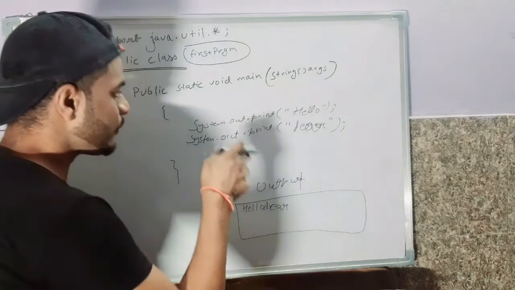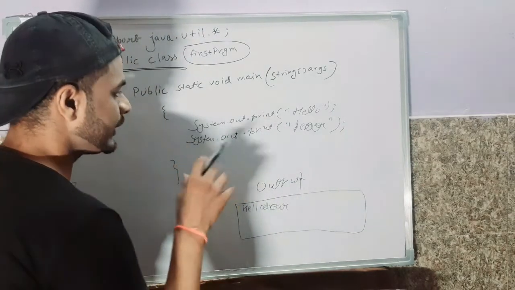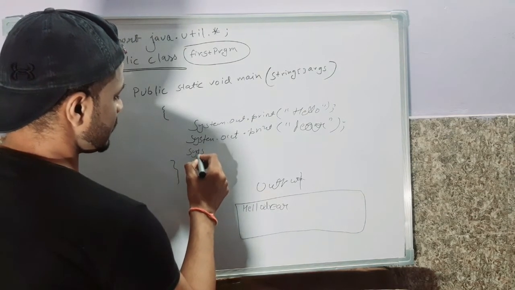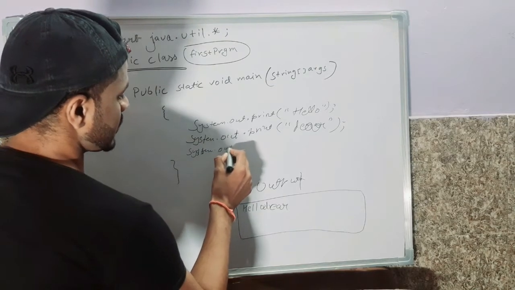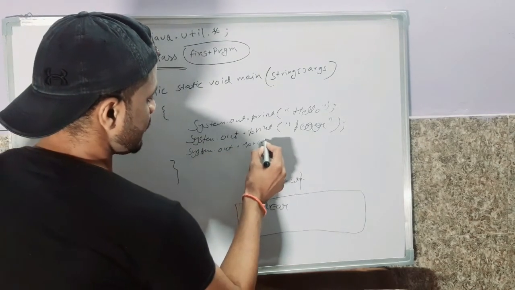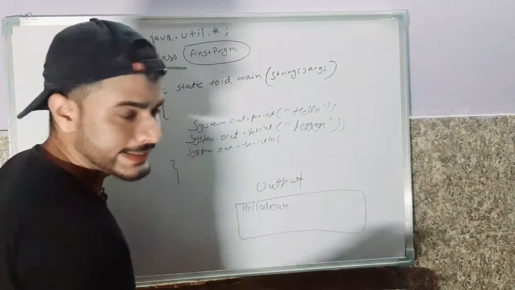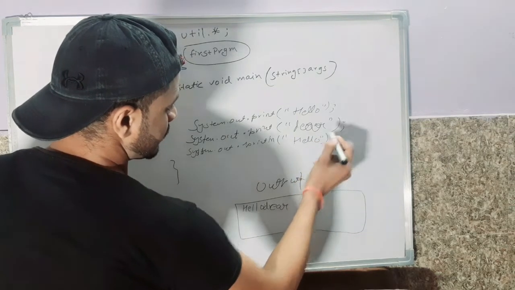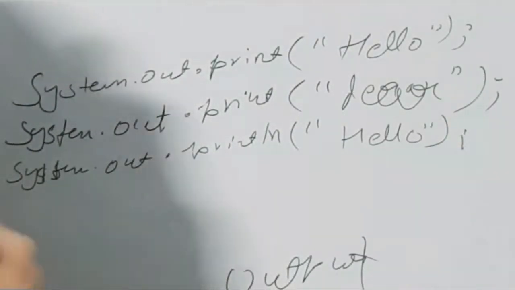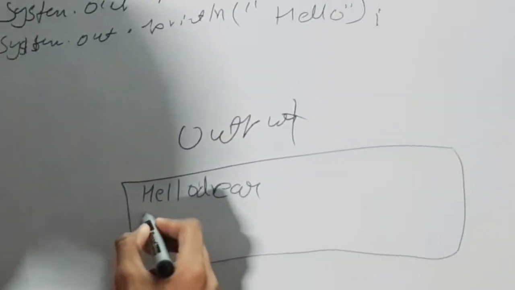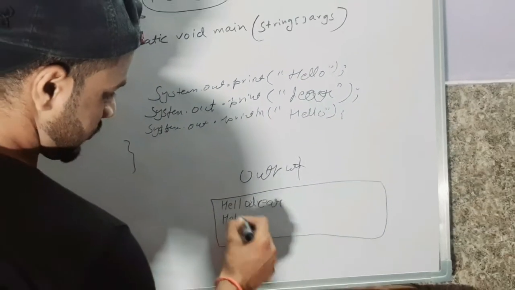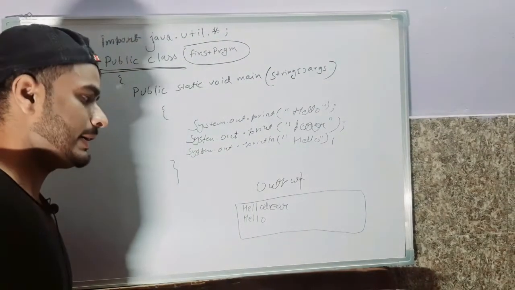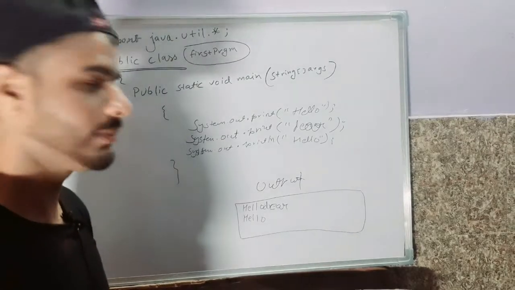Now we are including the ln function also. System.out.println, and let's say hello again. So what will the output be now? Hello, and then the next one on a new line. Are you getting my point? I hope you are getting my point.